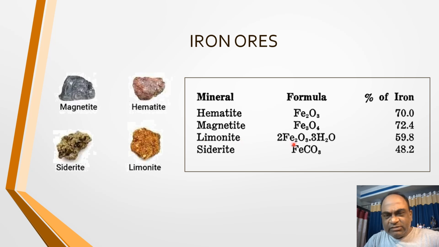Limonite is 2Fe2O3 dot 3H2O, which contains 59.8% of the iron. Siderite is FeCO3 and that contains the least amount, that is 48.2% of the iron. So you can see magnetite is the richest in iron content, whereas siderite is the poorest in the iron content.